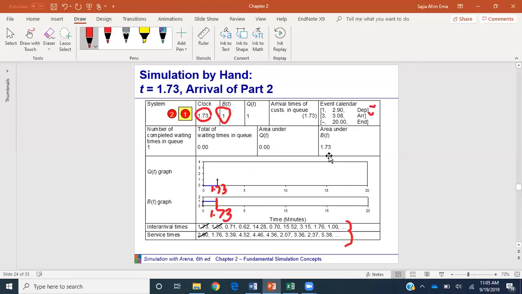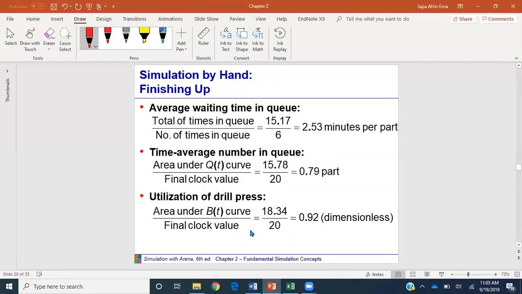So how can you find utilization? Like any other utilization: the time it was busy over its scheduled time, or the simulation time in this case. And then we got 92%. Of the time within these 20 minutes, our drill press was busy.